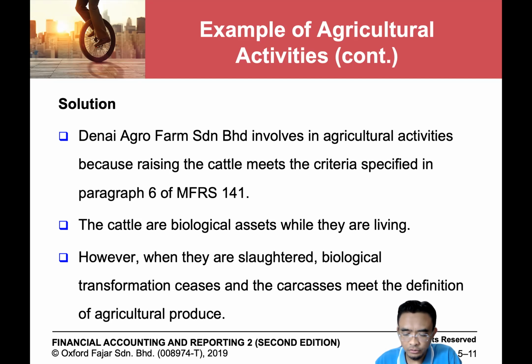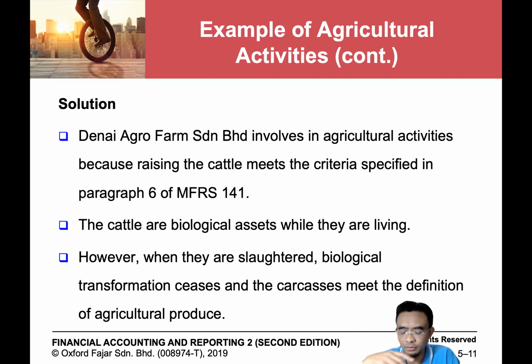The trees, biological asset, trees in a timber plantation. The agricultural produce is the felled trees. Once we have cut down trees, the biological transformation stops, ceases. So from there on, the trees itself, originally a biological asset, but when we have cut the trees, it becomes the agricultural produce.